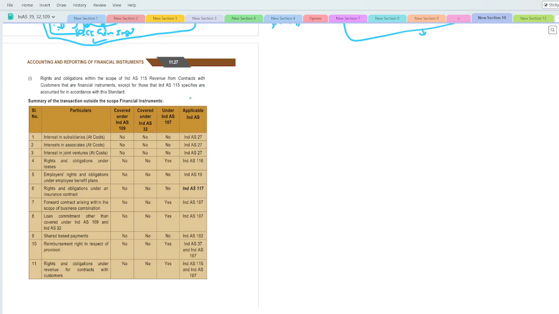ओके, तो इसमें क्या हो रहा है कि, ये भी बहुत स्ट्रेट फॉरवर्ड है कि ए लिमिटेड, बी लिमिटेड, सेम एग्जांपल है, because B Limited has given the goods or services, correct? Now A Limited has to pay the cash.